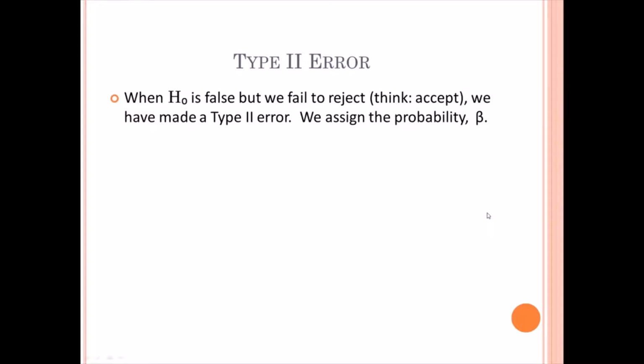Okay, a type 2 error. When H0 isn't true, but we just don't reject it. When it's false and we accept it, we have made a type 2 error. To that we assign the probability of beta. Usually a type 2 error is worse.